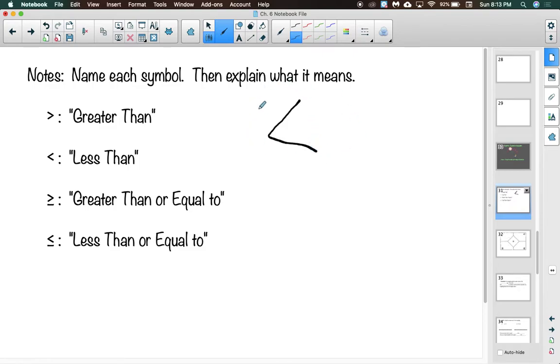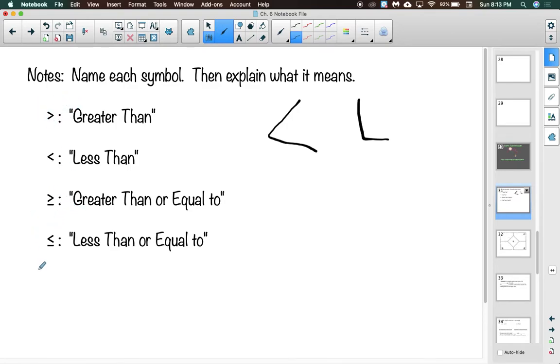This symbol right here is called the less than symbol, and I know that because if I look at it, it looks like a squished letter L, right? So here's the letter L. If somebody just kind of came and pinched it here, it would look the same as this guy. So look for the one that looks like the letter L. That's your less than sign. The other one is your greater than sign.